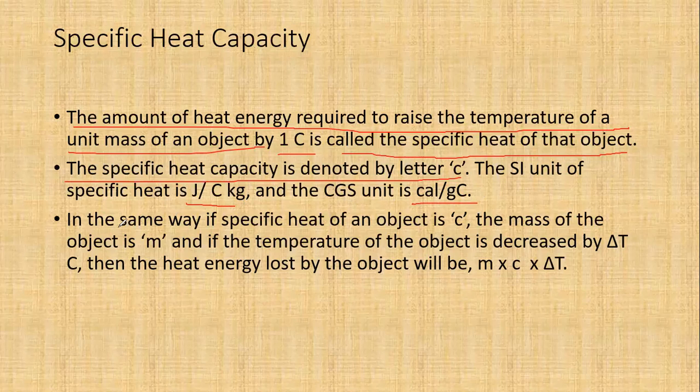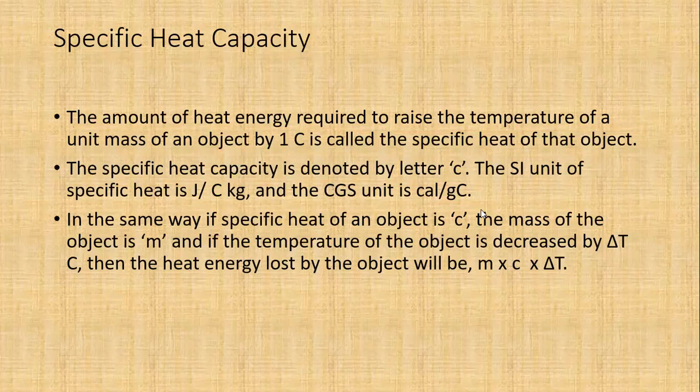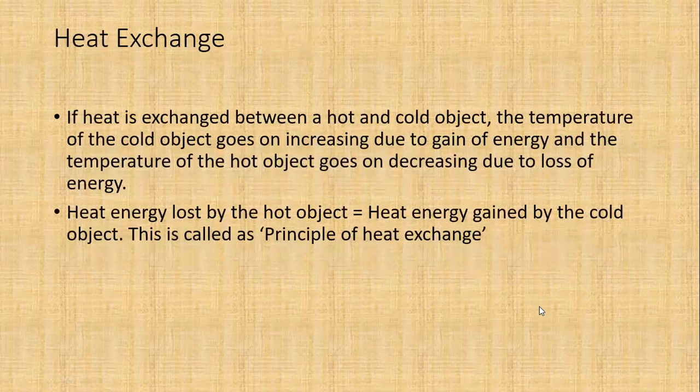In the same way, if the specific heat of an object is C, the mass of that object is m, and the temperature of the object is decreased by delta T degrees Celsius, then the heat lost by the object will be mass into specific heat into difference of temperature, m into C into delta T. For difference, we use this sign delta. It is clear? Yes, sir.